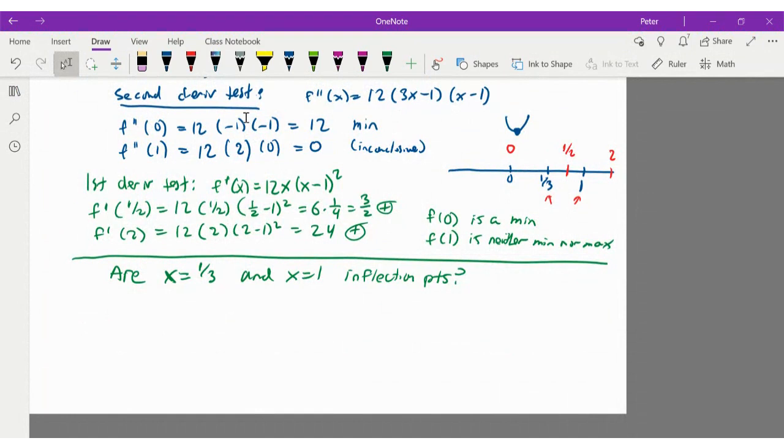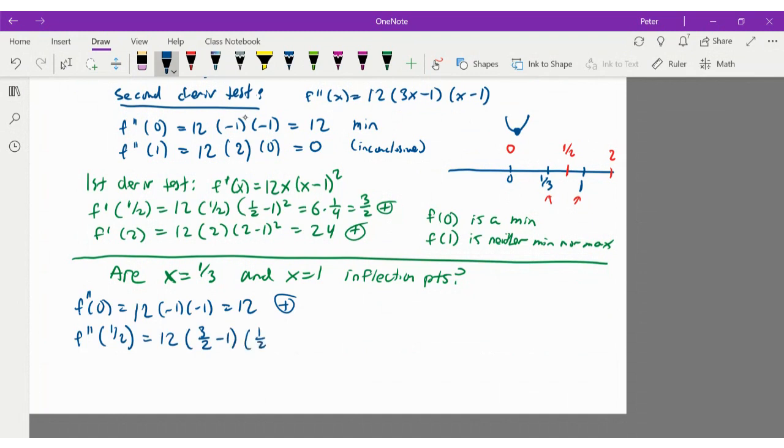So let's just plug in these values. f double prime of 0, we already calculated that, so that's going to be 12 times -1 times -1, which is 12, and that's positive. f double prime of 1/2 is equal to 12 times (3/2 minus 1) times (1/2 minus 1), which was 12 times 1/2 times negative 1/2, or negative 12 over 4, which is negative 3. That's negative.